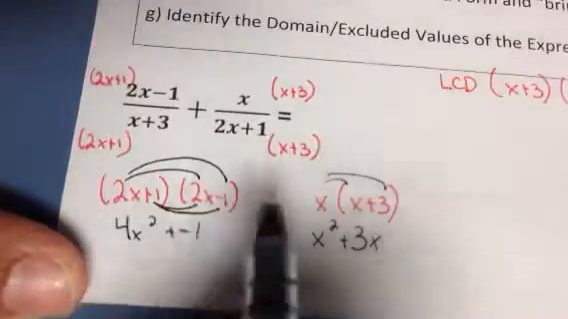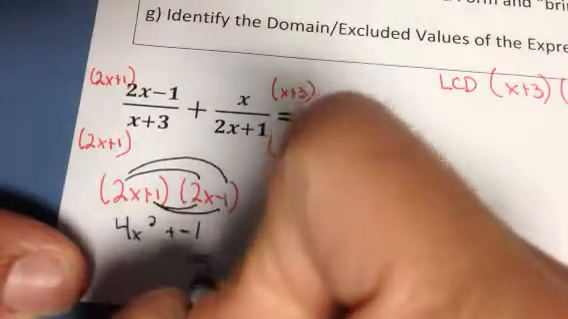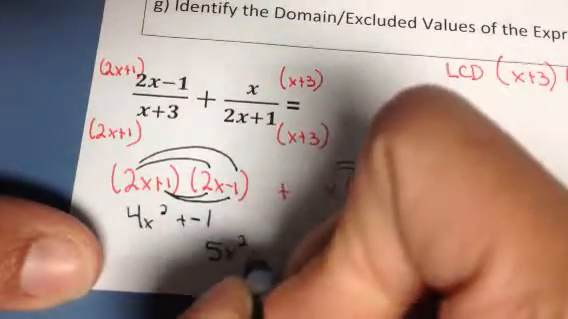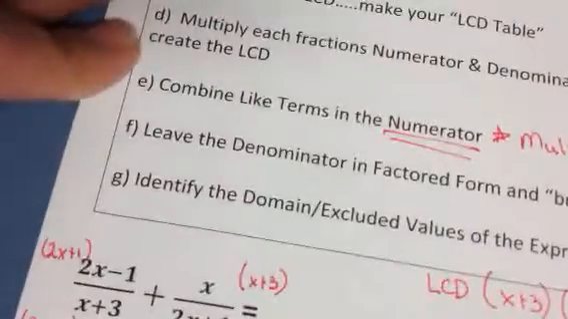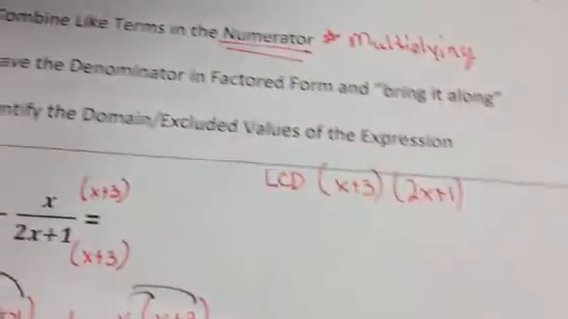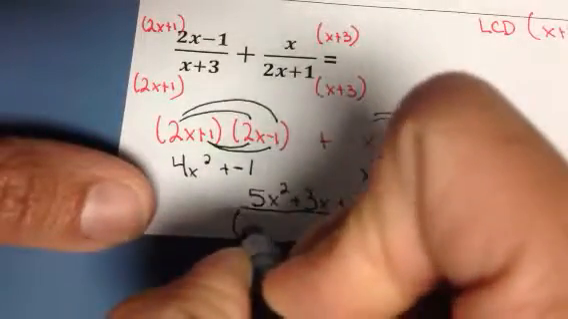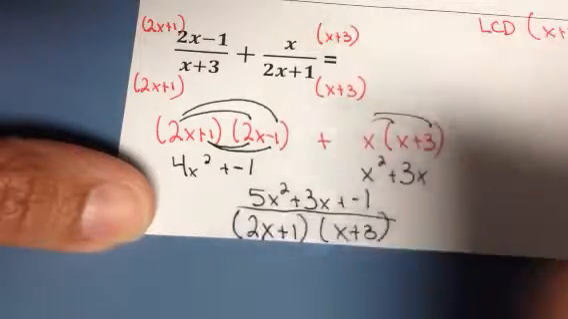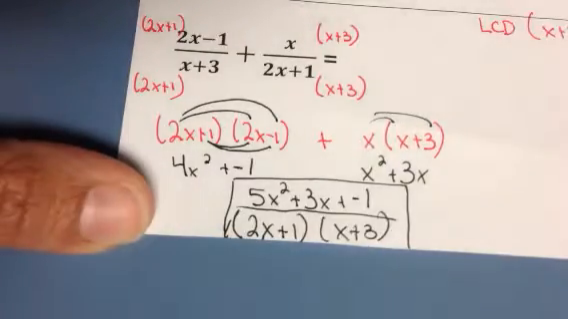So now that I've done all my multiplying, I'm just going to combine my like terms. 4x squared and x squared is going to be 5x squared. Negative 1 and 3x don't have anything to combine with, so they'll just come along. So that's step E. What we're going to do is leave the denominator in factored form. We're just going to bring it along. So this common denominator of 2x plus 1 and x plus 3 is just going to come along. And this is our now added fraction.